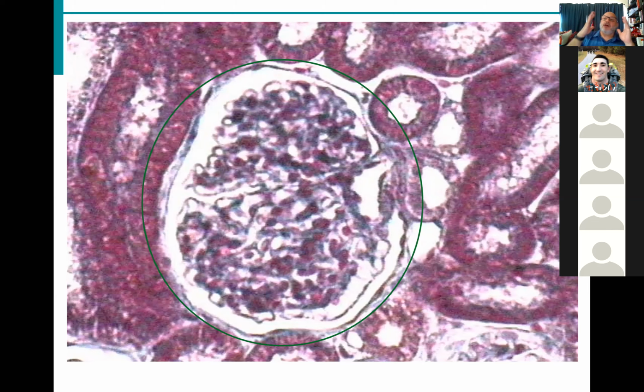Now, the reason you can tell by looking at that this is a kidney is because this structure inside of a circle is a unique structure that is found in one place and one place only in the body.